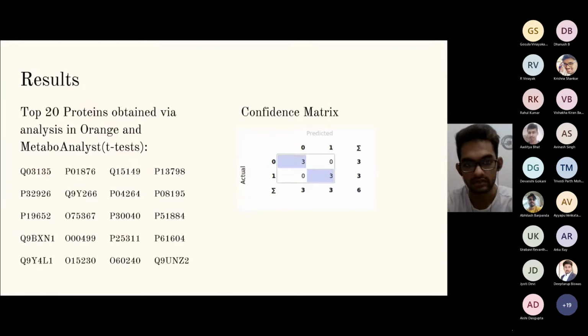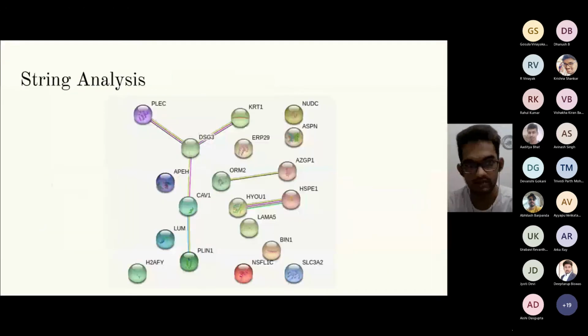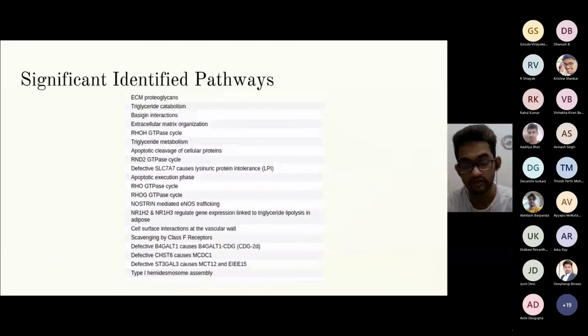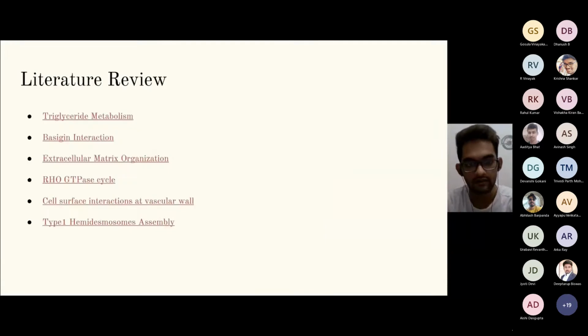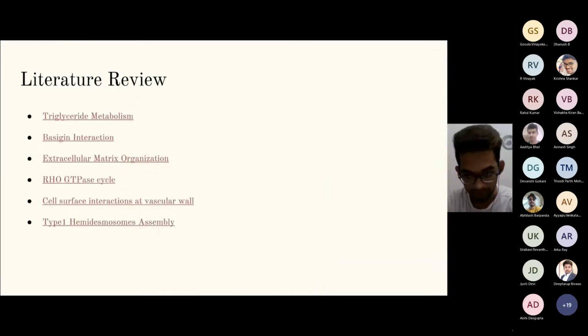So I used these top 20 proteins, and this is the output of STRING analysis, and this is the output of significant identified pathways, the top 20 ones. And after that, I did some literature review for some of the pathways, like triglyceride metabolism, basic interaction and the RHO GTPase cycle, and there was a good agreement between the results I got and the literature.